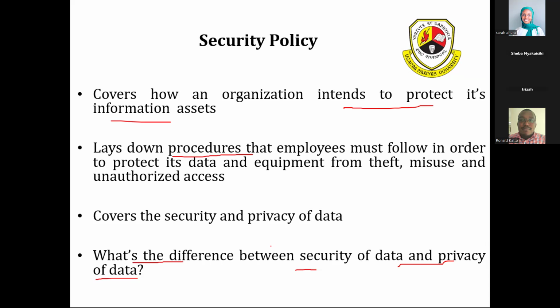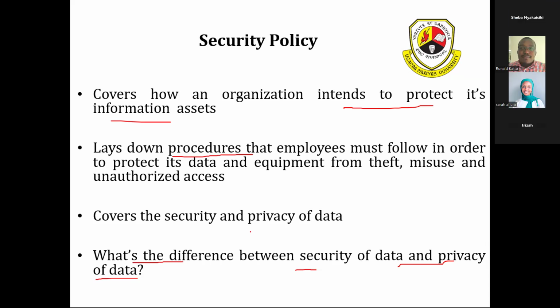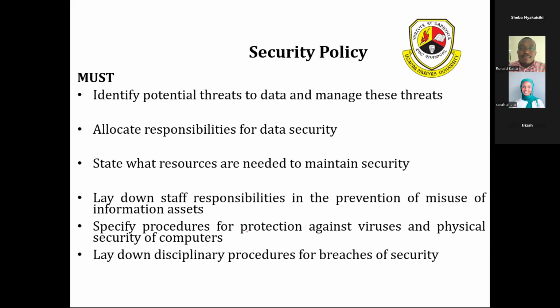Oh, thank you so much. I think, Sarah, you've really clarified what the difference between those two is. Thank you so much. So what are the things that the security policy must handle? It should identify potential threats to data and manage these threats. Then it should allocate responsibilities for data security. Who is responsible for the data security? Okay, very, very, very important.